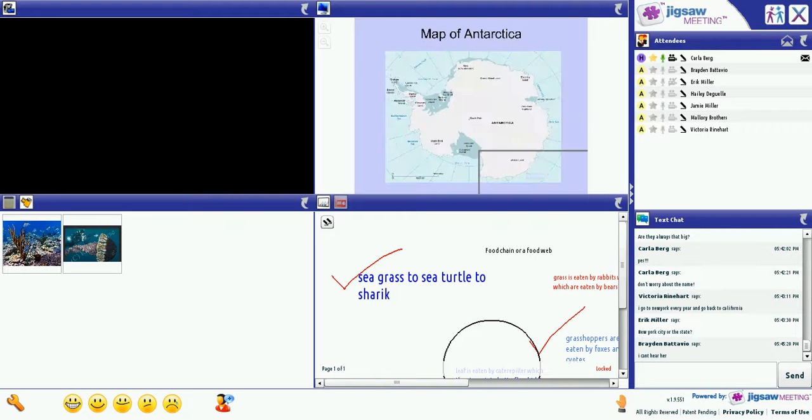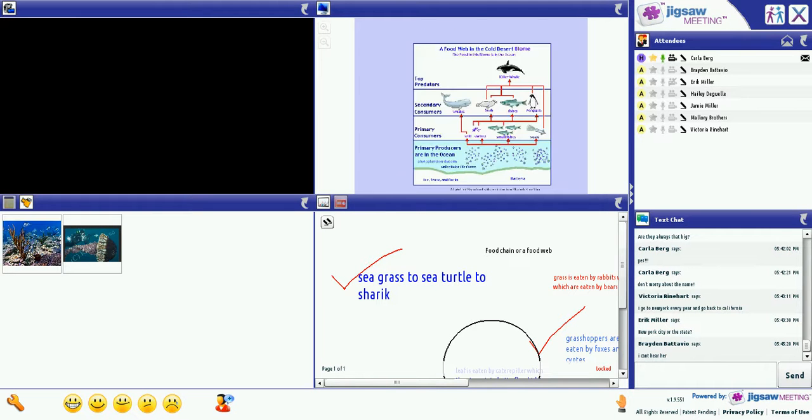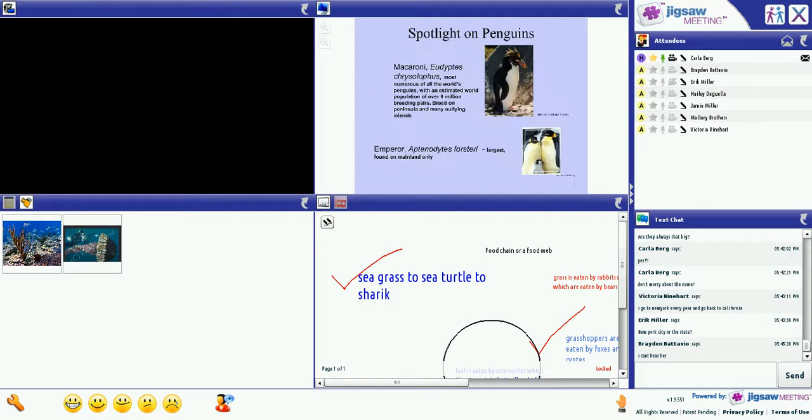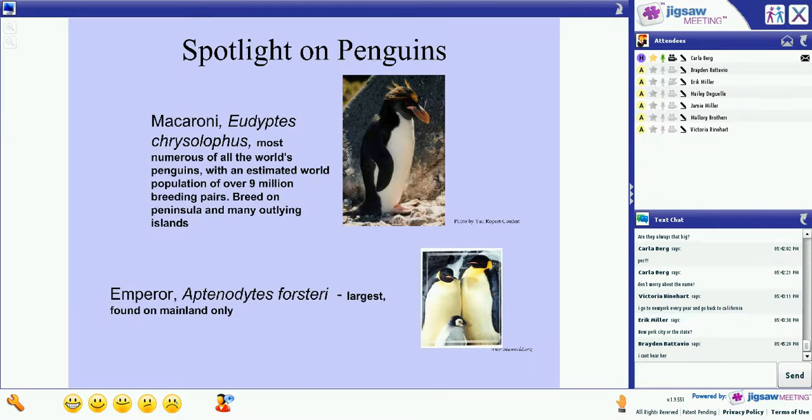Well, we are going to go ahead and I'm going to pull up one more thing about the Arctic and Antarctic, and that is I want to briefly talk about penguins. Now, there's a couple of different types of penguins, and we're going to look at them just real simple now just because I think they are a cool animal.